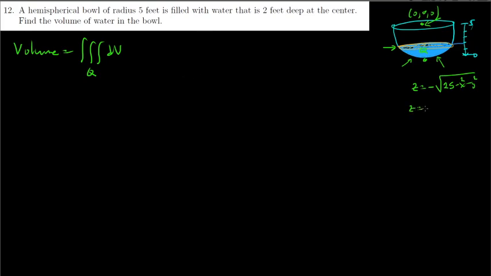Or if you're in cylindrical coordinates, it'll be negative square root of 25 minus r squared. Okay, so that's the bottom surface. The top surface is essentially just z equals negative 3, right? So here we're starting at 0 and going to negative 5, right? So, yeah, sorry, z equals negative 3.